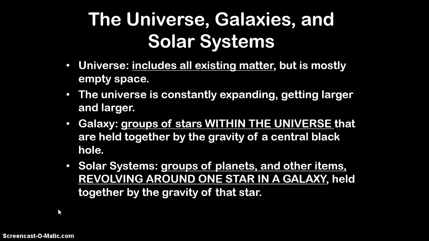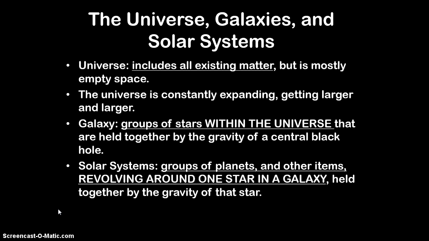So within the universe, you have groups of stars that are called galaxies that are held together by the gravity of a central black hole. So there's this huge thing in the middle that has enough gravity, and gravity is what causes things to orbit. Galaxies are going to orbit. Solar systems are groups of planets and other atoms that revolve around one star in a galaxy, held together by the gravity of that star.